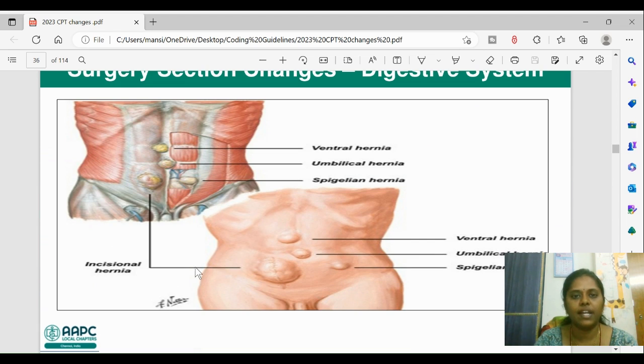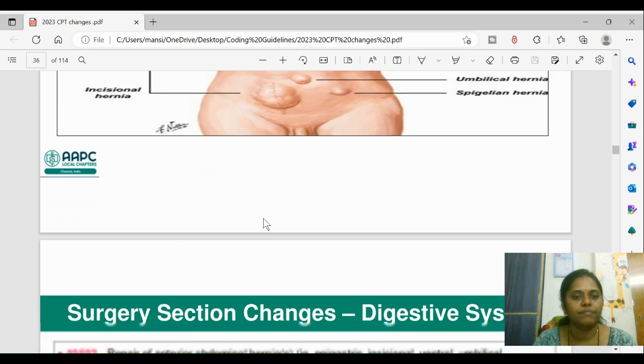See, they gave the types of hernias here. It's all around part of the intestine protruding out of the abdominal wall is said to be hernia, and we have in and around the abdomen different types of hernia: ventral hernia, umbilical hernia, spigelian hernia, and incisional hernia.